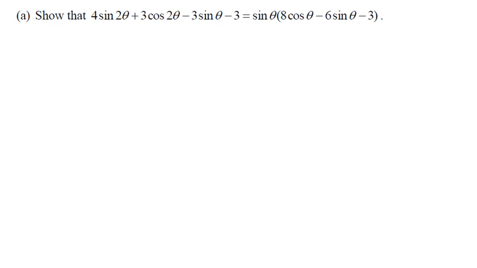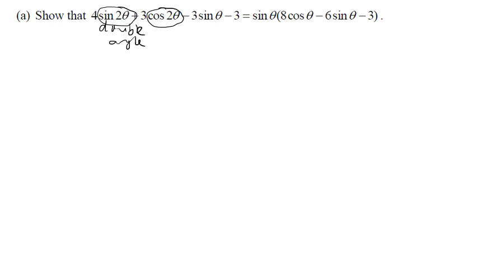So here is the question. Before we move to the r sine theta plus minus alpha, first show that 4 sine 2 theta plus 3 cos 2 theta minus 3 sine theta minus 3 equals sine theta in bracket of 8 cos theta minus 6 sine theta minus 3. As you can see here, we have a double angle formula. So we have to use the double angle formula for sine 2 theta and also cos 2 theta.